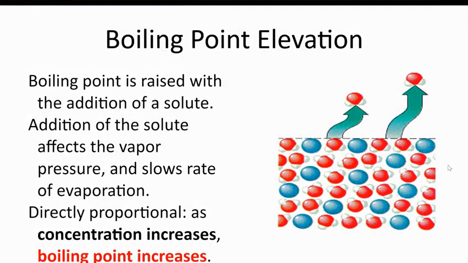So this is known as boiling point elevation. The boiling point is raised with the addition of a solute. The addition of a solute affects the vapor pressure and slows the rate of evaporation. It is again a direct proportional relationship. As concentration increases, the boiling point would increase.